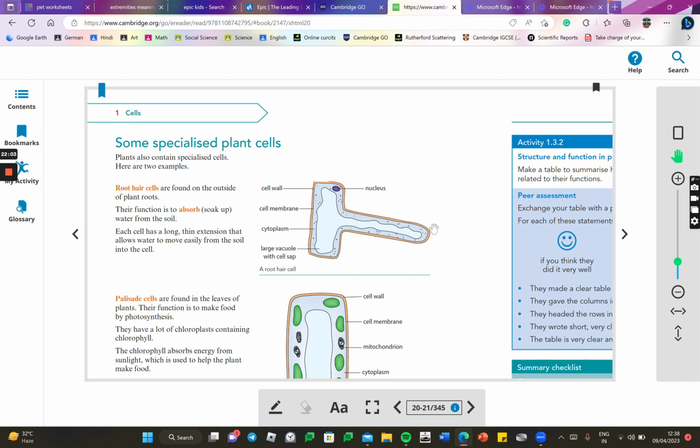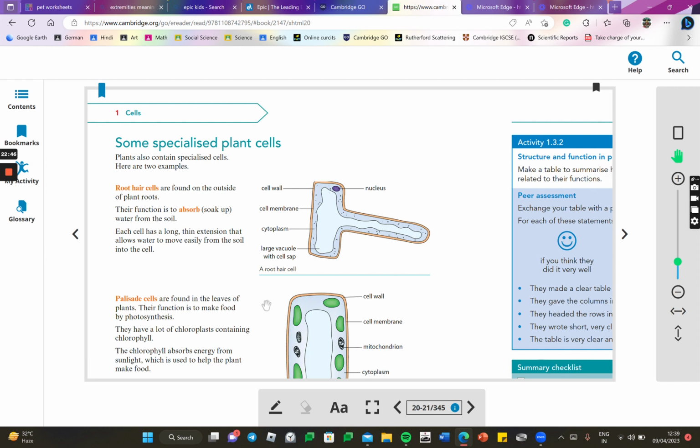Now, this is a plant cell, like before, but it does not have any chloroplasts, only a nucleus, because its functions are very important for the whole plant. The reason there are no chloroplasts here is that this cell has no need to do photosynthesis, because these cells are found inside the soil, not above the soil. That is the reason it does not contain any chloroplast.